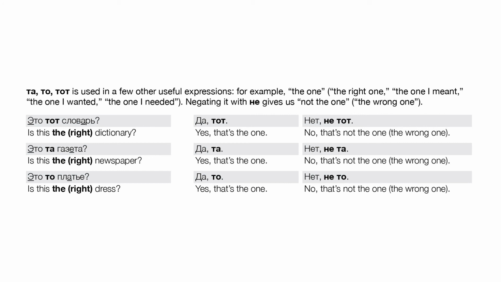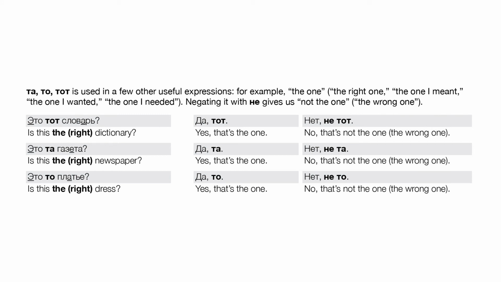Or нет, не тот, right? No, it's not the one, meaning it's the wrong one, or it's a different one. Это та газета, is this the newspaper? Да, та, yep, that's the one. Нет, не та, it's not that one, it's the wrong one. And a neuter example, это то платье, right? Is this the dress? Is this the right dress? Да, то. Нет, не то.